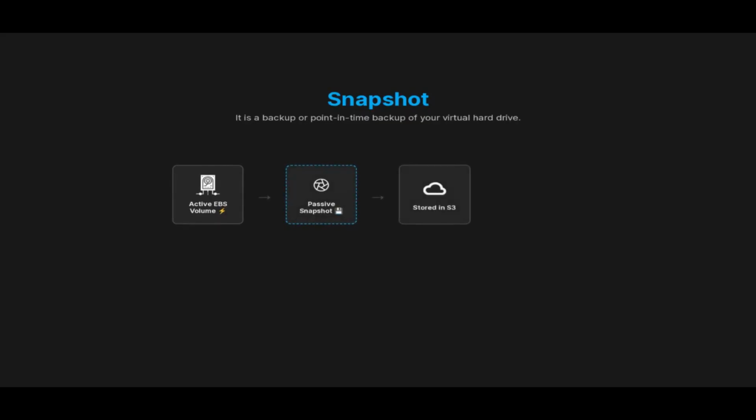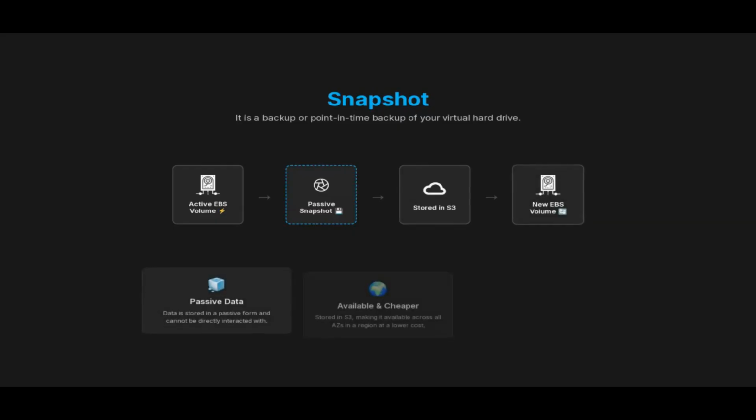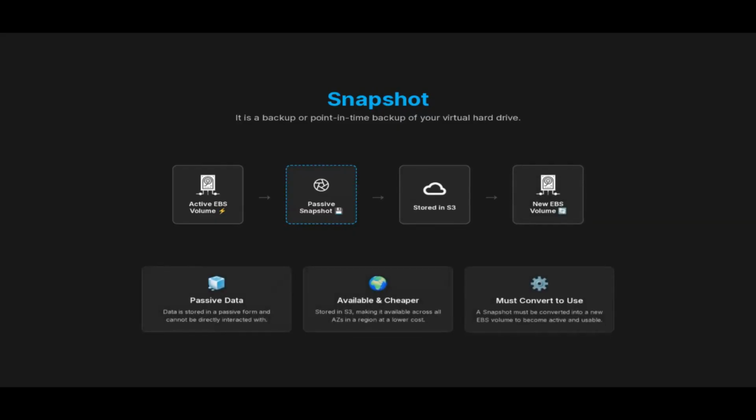Snapshot. It is a backup or point-in-time backup of your virtual hard drive. It is a technology that stores your virtual hard drive data in a passive form. You cannot use the data directly from it, but it is persisted, can then be used later when it is converted to an active data which is stored on an EBS and can be interacted with. You cannot use a snapshot directly, you must convert it to an EBS volume. Snapshot data are stored in S3, thus available across all AZs in a region, and cheaper.